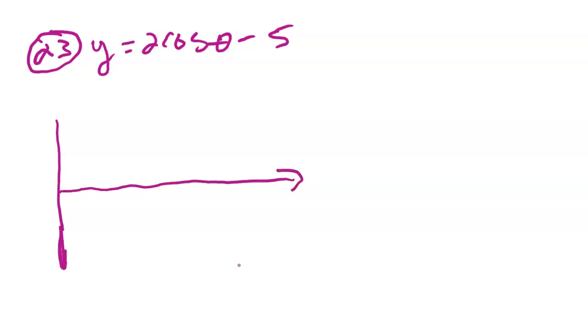Now this is y equals 2 cosine theta minus 5. I'm thinking about drawing the midline first. I think it's going to be easier.